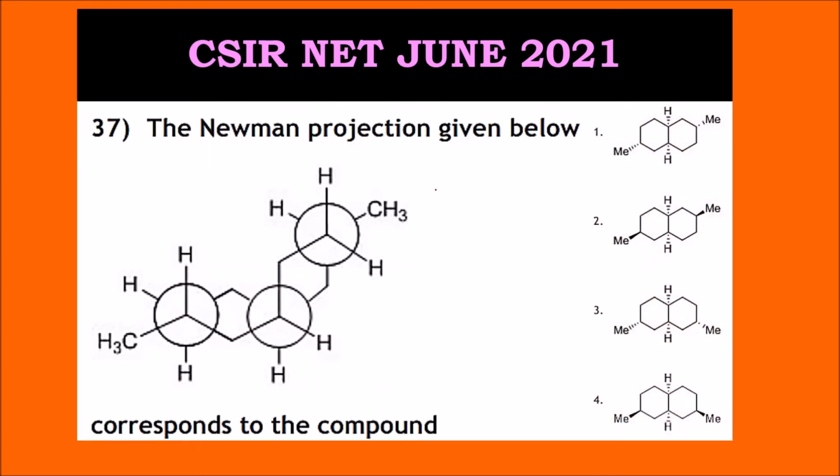So here what we have to do is convert the Newman projection formula that is already given to us into a wedge-dash projection formula. In the options you can see this is the wedge-dash projection formula. This was asked for 4 marks, in section C.